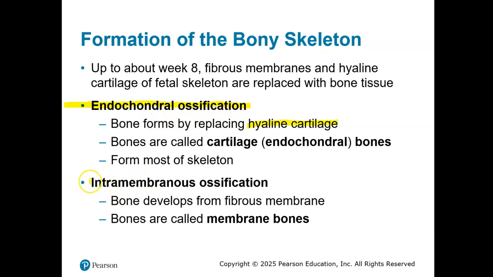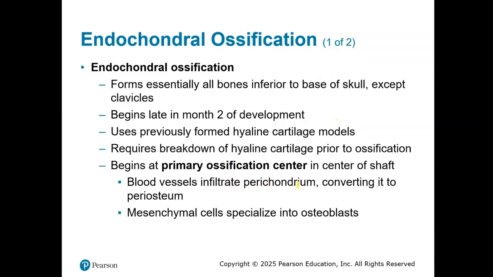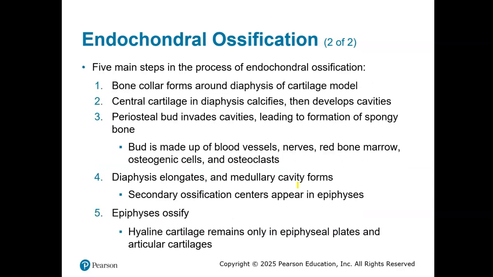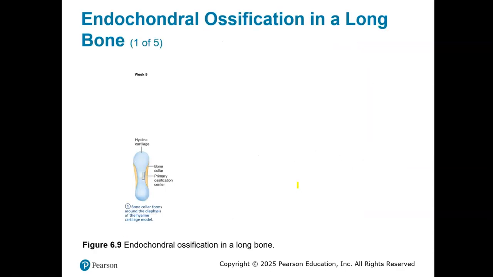But then there are some bones, like the skull bones, that develop through intramembranous ossification. And that is, those bones form within a membrane, and they don't start out with a cartilage model. Okay, endochondral ossification, here are the steps, and you do need to be familiar with the steps. So let's look at the steps in the illustration first.